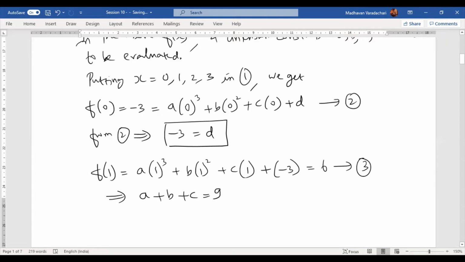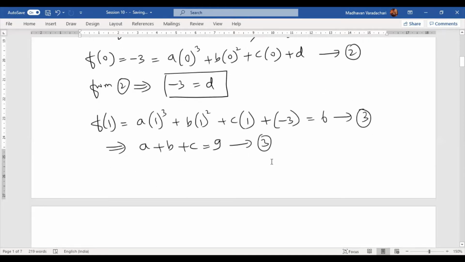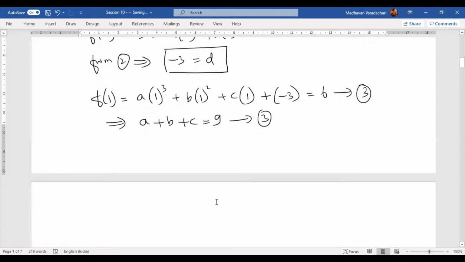So this is our second equation, right? Let me again call this the third equation, because this one and this one are same. I am again recalling that as third equation only.